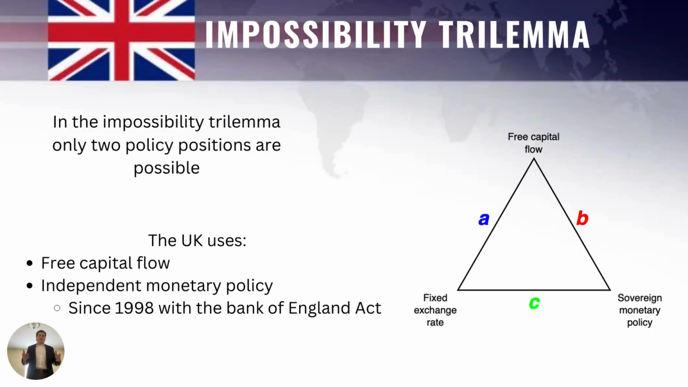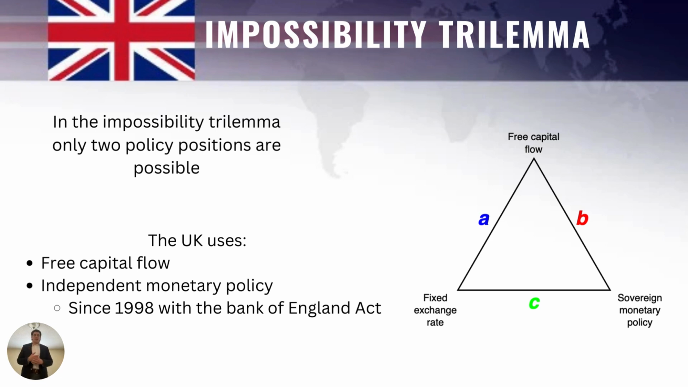Now I'm going to be talking about the impossibility trilemma. It's the case that a country, when it comes to their international economics, can't use all three of these policies at the same time. They can only use two at a time, so they can only use two sides of that triangle. These policies are free capital flow, sovereign monetary policy, and fixed exchange rate.